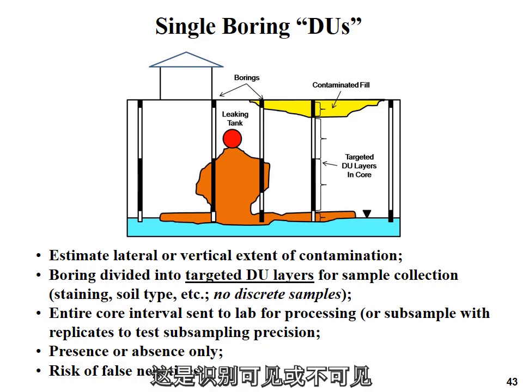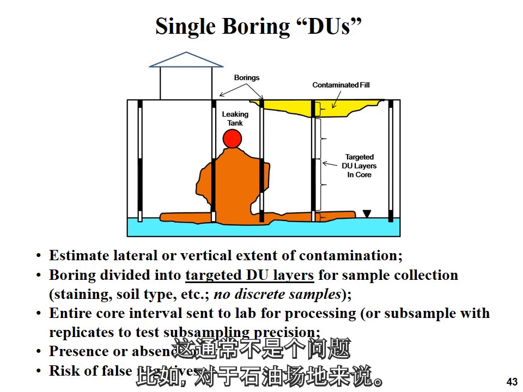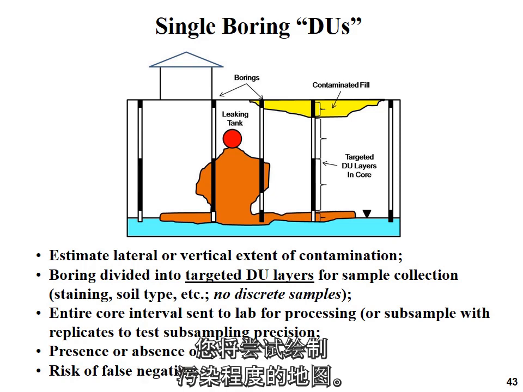So this is a good approach for identifying presence or absence of contamination. It's really hard to get an idea of concentrations. That's usually not a concern at this, say, petroleum site. You're just trying to map the extent of contamination.